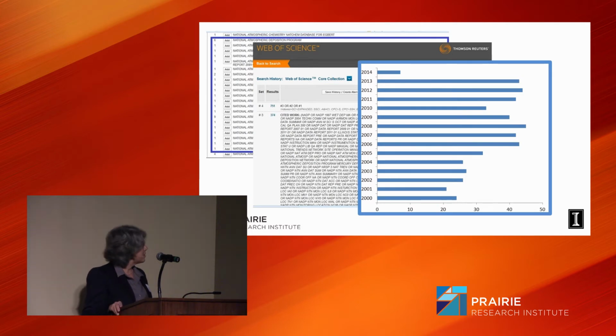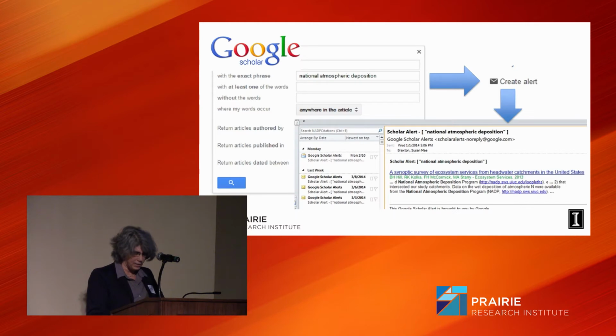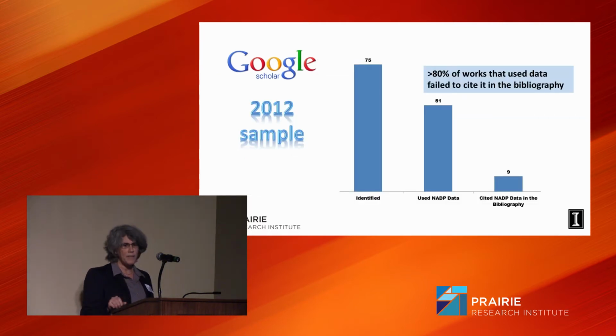So I went to Google Scholar, I created alerts and had the results emailed to me. I sampled 75 works from 2012, and I found that 51 of them actually cited NADP data, but of those 51, more than 80% actually failed to cite it in the bibliography. So that's use that would not get counted in a Web of Science search.